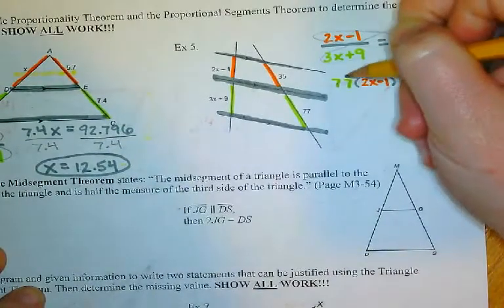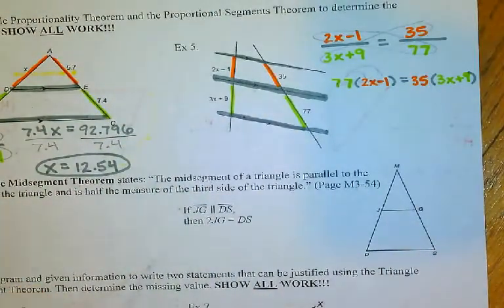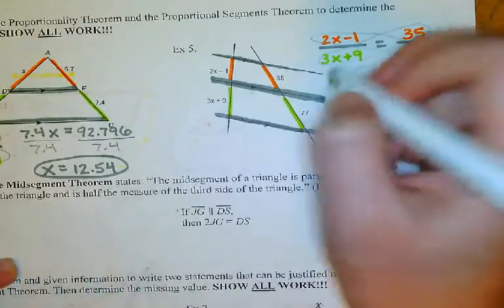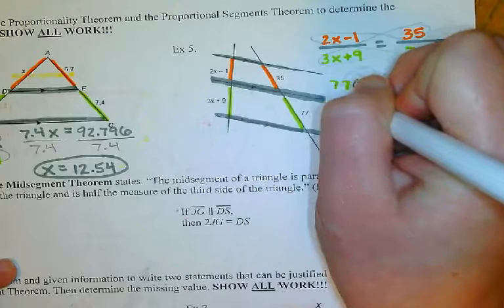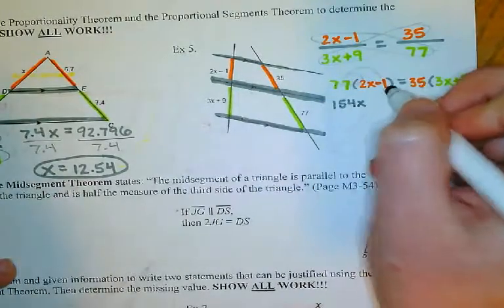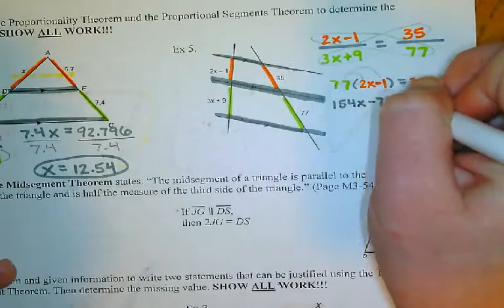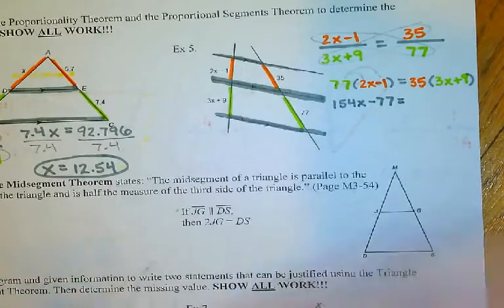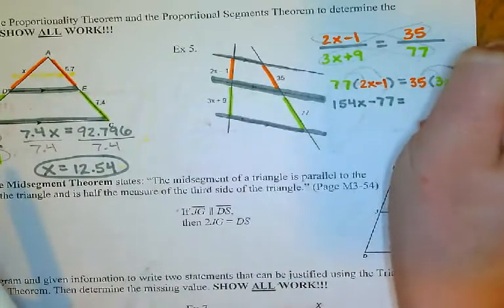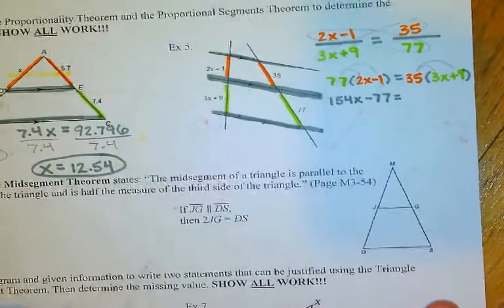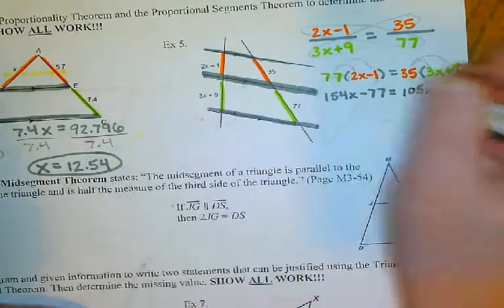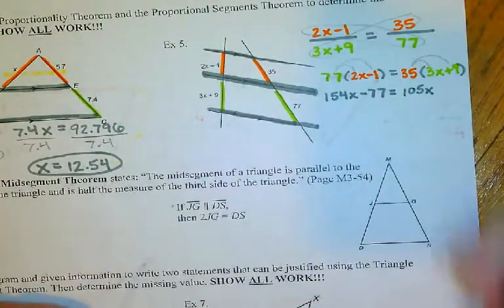Distribute. 77 goes to everything in the parentheses that it's touching. So 77 times 2x is 154x. And then 77 times a negative 1 is a negative 77. On the other side, we have 35 times 3x and 35 times 9. Alright, so there we're going to have 105x plus 315.